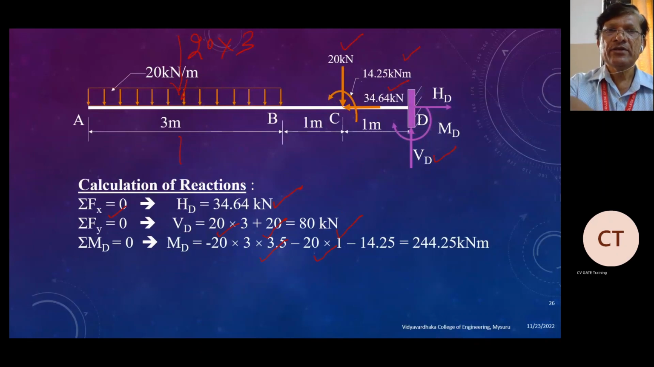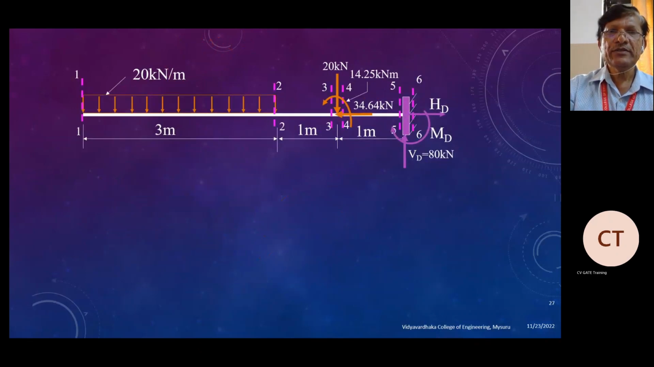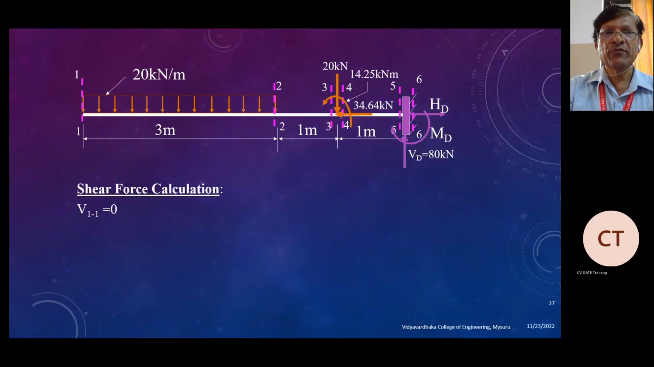So this moment you have to take as it is, whether it is a clockwise direction or anti-clockwise direction. These are all acting anti-clockwise, and this also is acting anti-clockwise from this point, the moment also. So all the things will become negative. So this is the force, so negative force is acting here, so negative moment will be there. So this is the shear force.